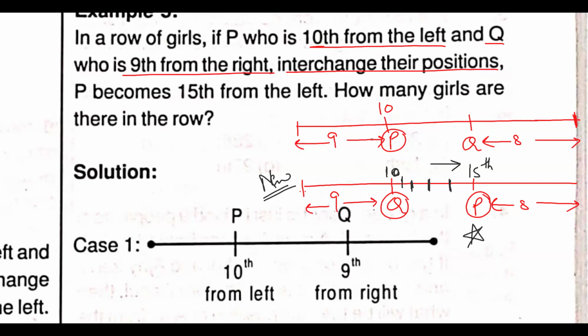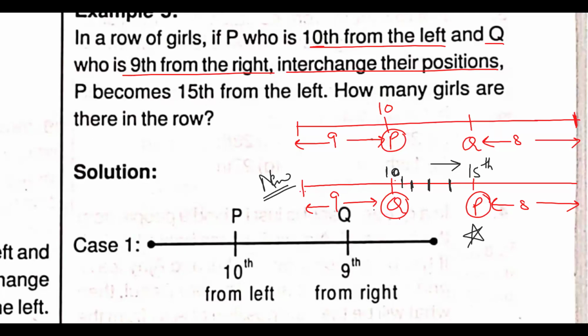Okay, so if we count from the left now till Q, it was 10. And after that, we can see over here 11, 12, 13, 14, and yes, P is coming 15th. So now this is the final arrangement of persons that we have. Now the question is, how many girls are there in the room? That means you have to tell the total number of people who are sitting in the room.